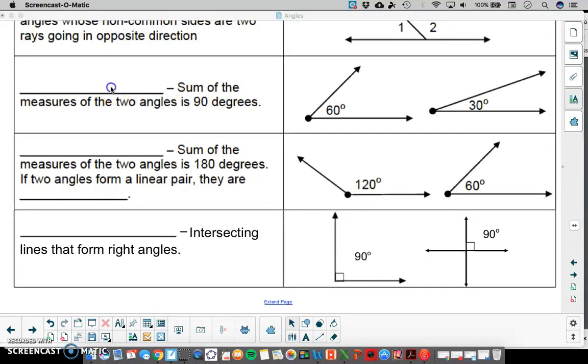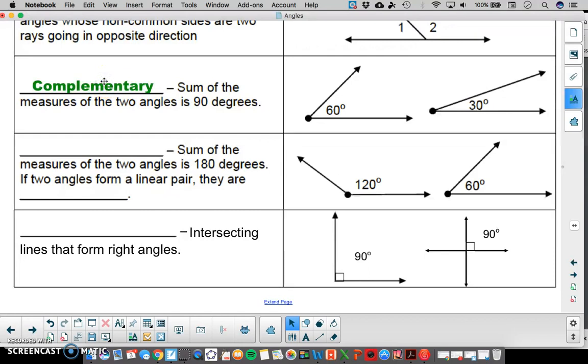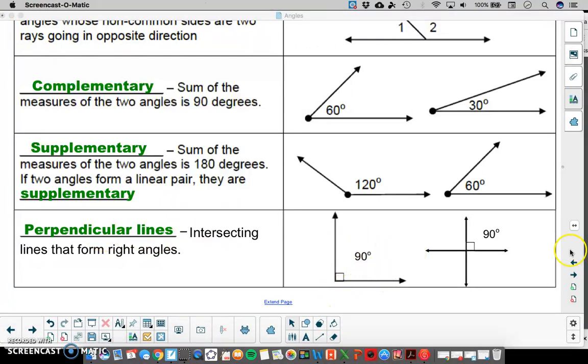Next, we're looking at a couple more relationships for complementary angles. These are angles that will add to 90 degrees. So we can see here the 60 and the 30-degree angles. If we added those together, they will be 90. Next are supplementary angles. These are two angles that will add to 180 degrees. Notice here, if those two angles form a linear pair, they will be supplementary because they would make a straight angle or a line. Lastly, we have perpendicular lines. These are lines that will intersect and form 90-degree angles.